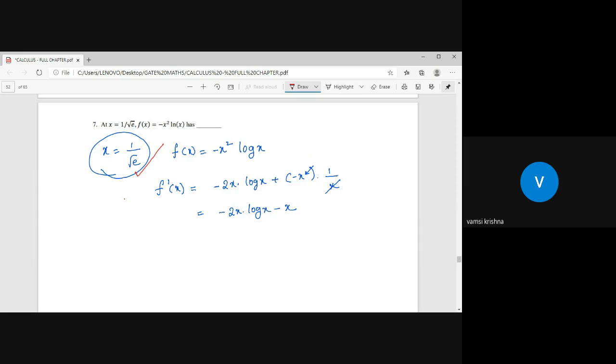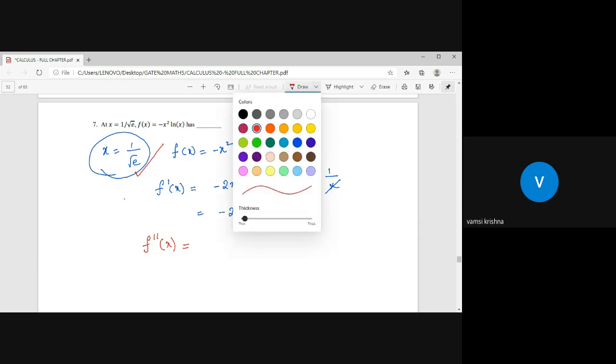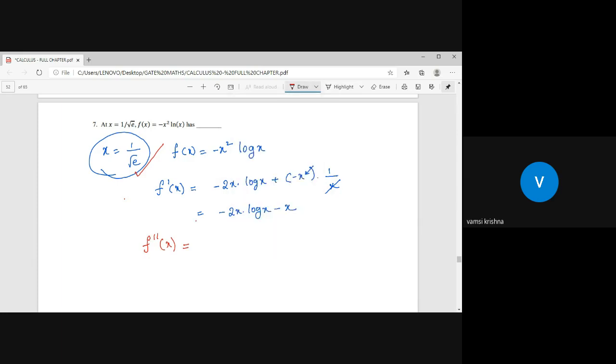You just need to analyze when x is equal to 1 by root e. So f double dash of x you need to think. Sir, what about f double dash of x? Let us take f double dash of x here. So minus 2x log x.